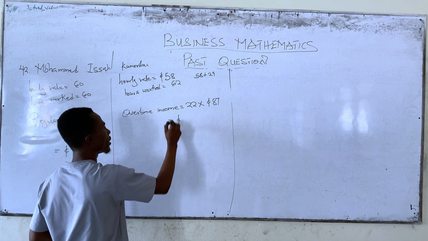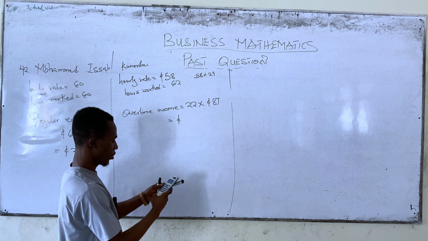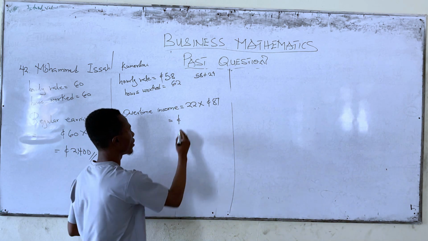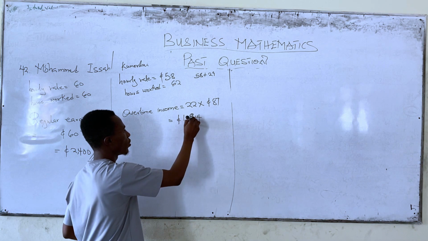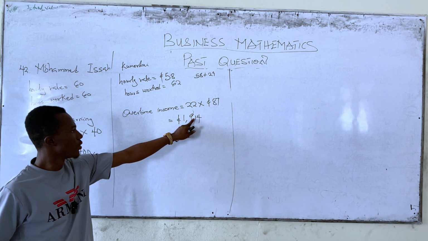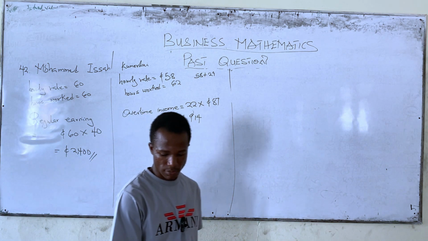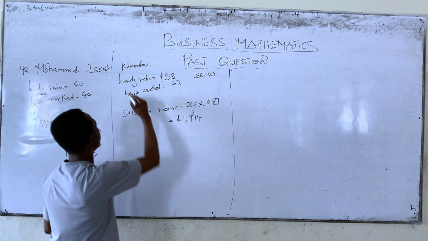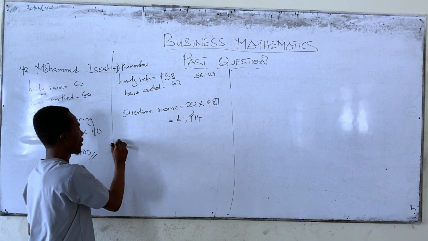So therefore your overtime income is going to be 22 times 87, which is 1914. So 1914 Ghana cedis. So that is your overtime income. All right, now let's move on to the next question. This is 44. Now 45.